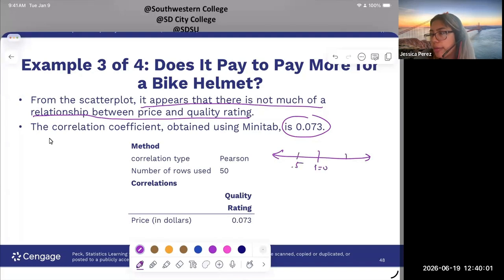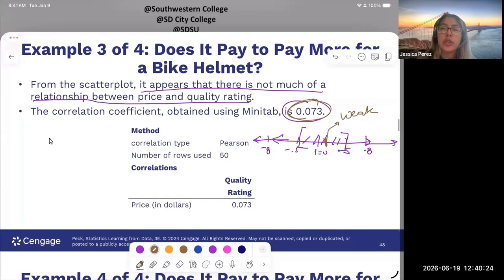Notice that when we were looking at the scale, what happens when R is 0, and then negative 0.5, 0.5, and then 0.8, and then negative 0.8. This is the weak part. And notice that the value 0.073 falls in this region, in the weak region.